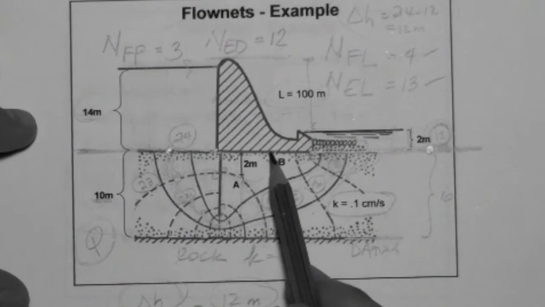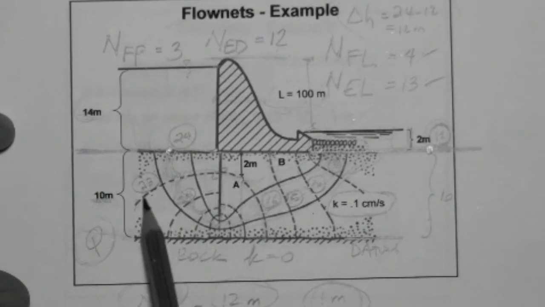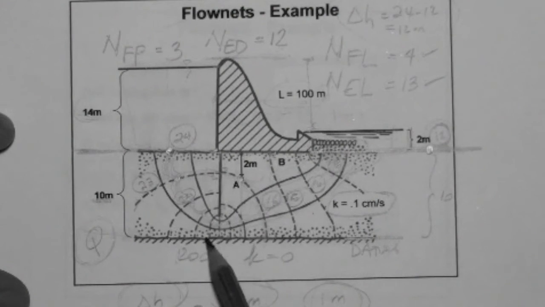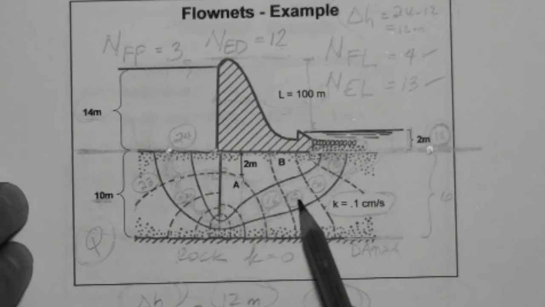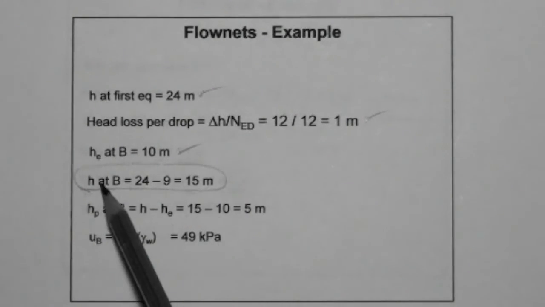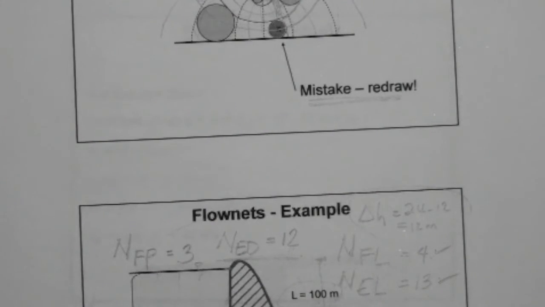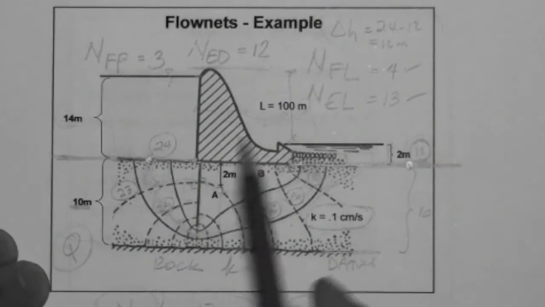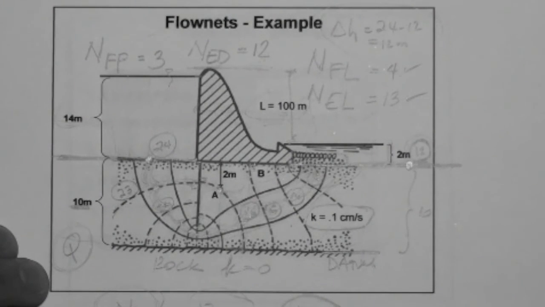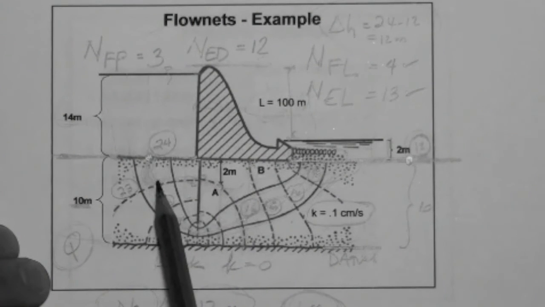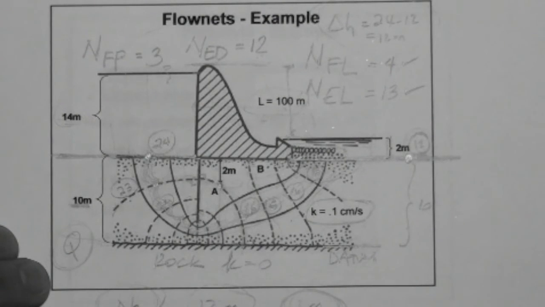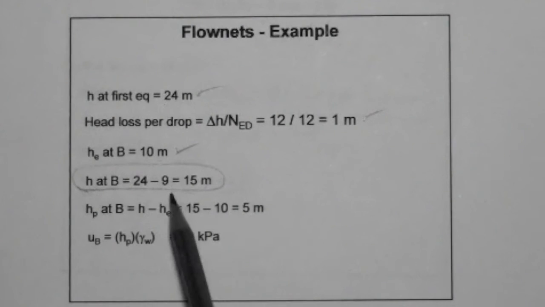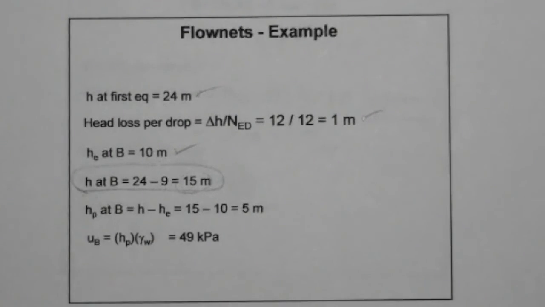Point B is on this equipotential line here. So 24, 23, 22, 21, 20, 19, 18, 17, 16, 15. That is 15 meters, the total head at point B. Or you can calculate it this way, it's the same. It's 24 units of energy, which is 24 meters of head, minus 1 meter loss per drop times the number of drops to get to point B. 1, 2, 3, 4, 5, 6, 7, 8, 9. 9 drops times 1 meter is 9 meters. 24 minus 9 is 15, same as we got. It's the same type of calculation.